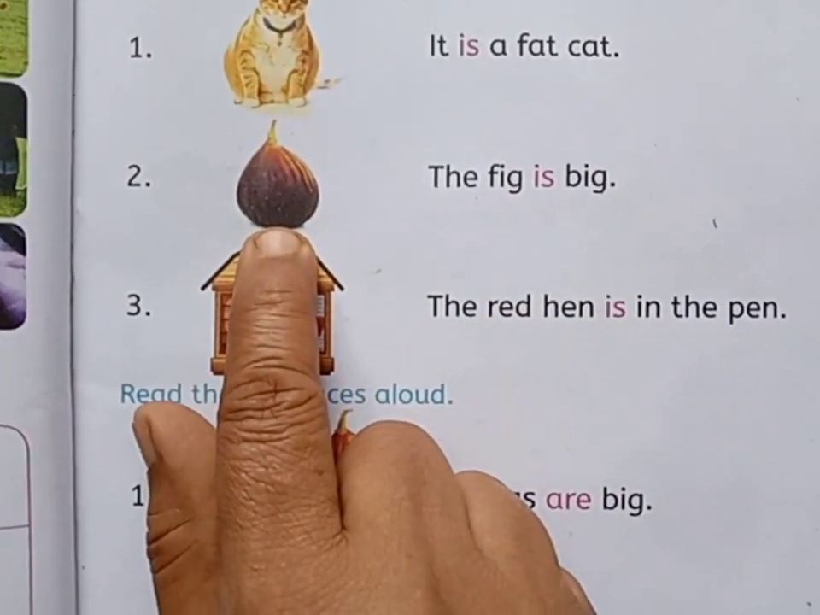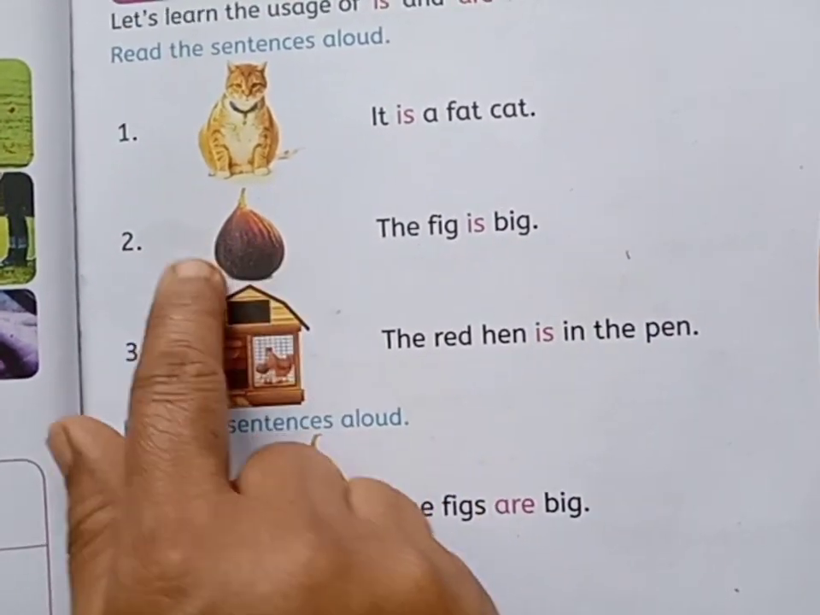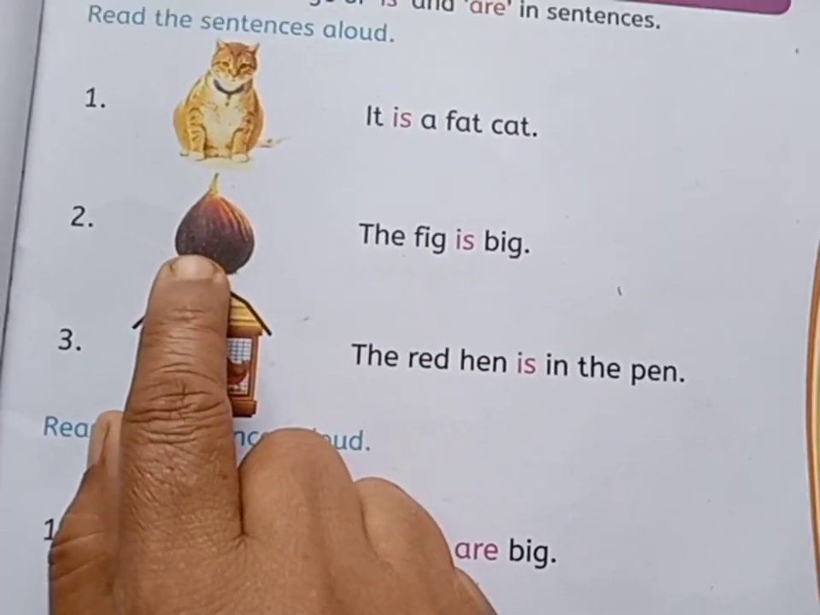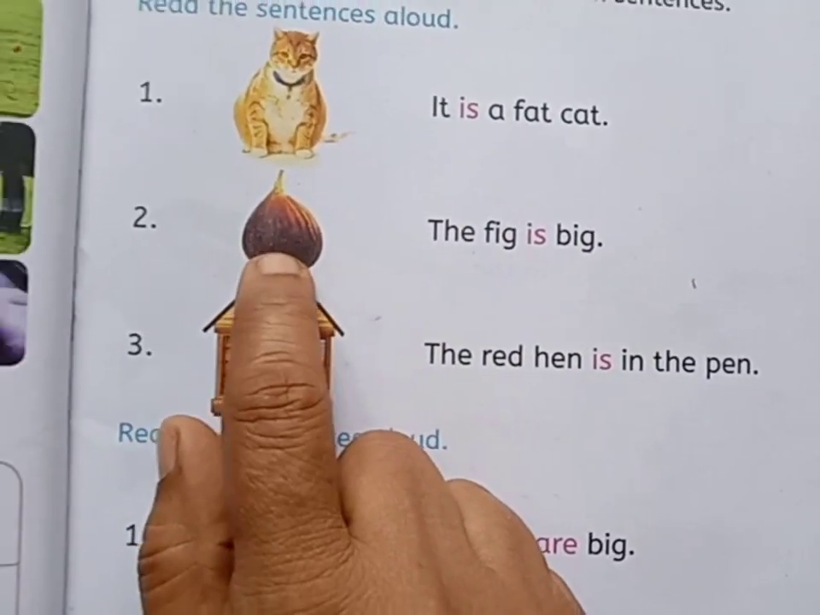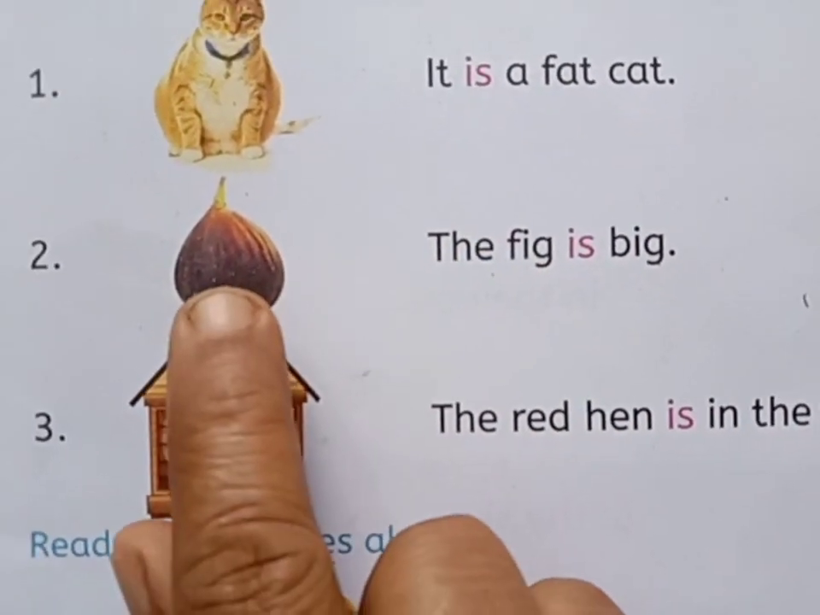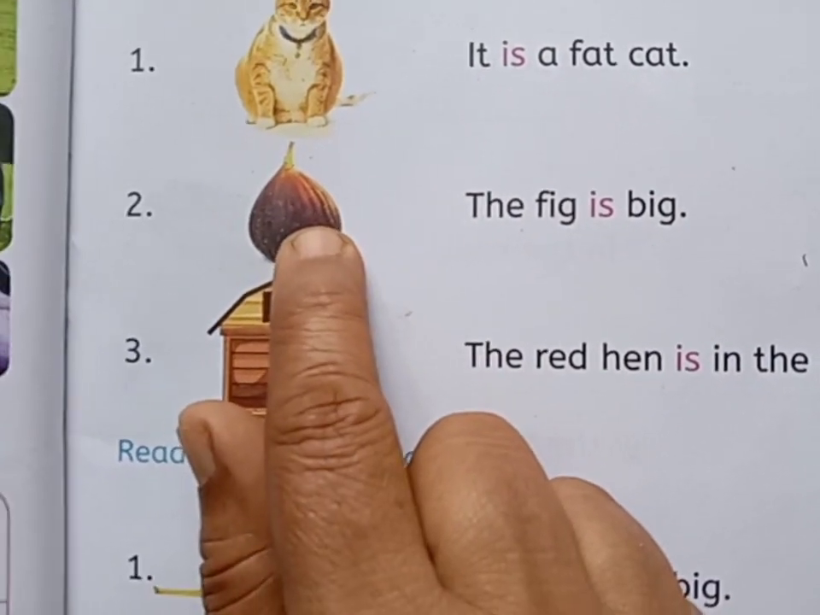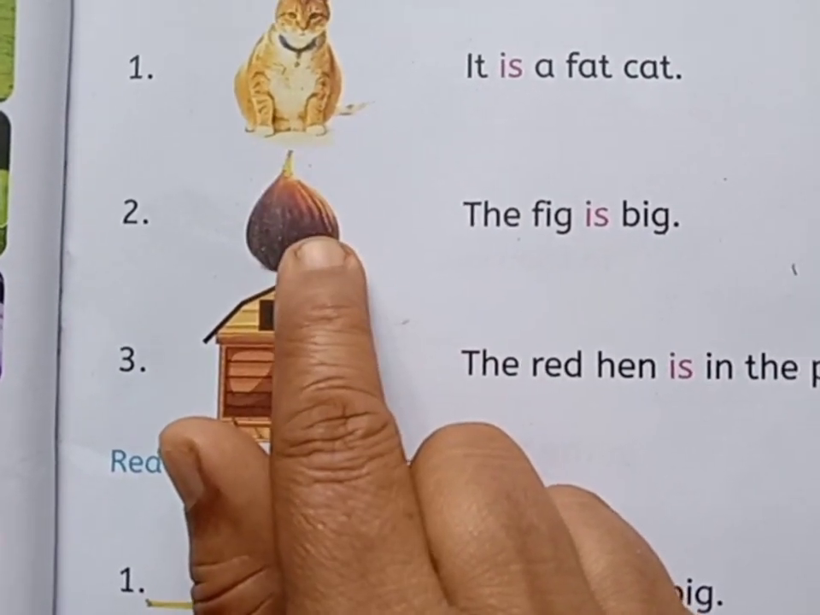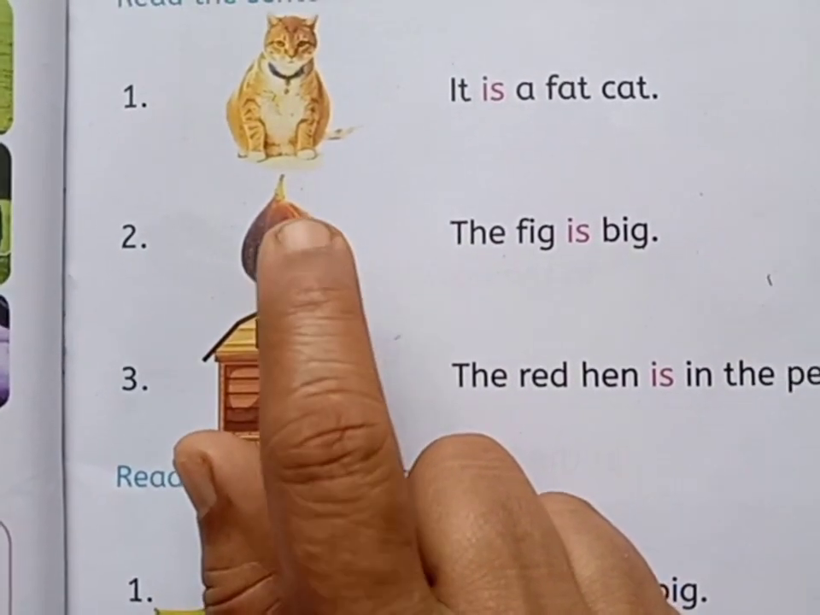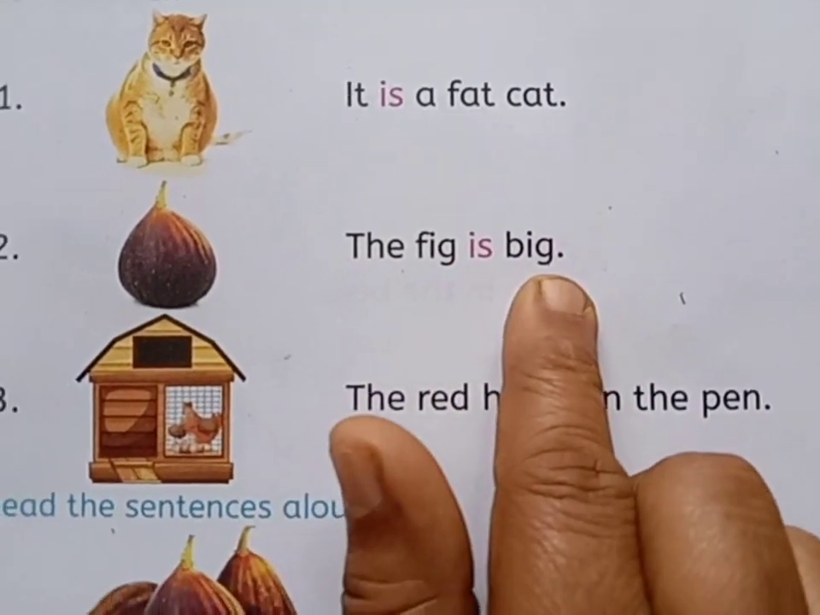What is the next picture? Next is a picture of a fig fruit. Fig is a fruit. Its color is violet. See how many figs are here? Only one fig. So we will say this is a fig. What type of fig is this? This is a big fig. It is not a small fig. This is a big fig. The fig is big.